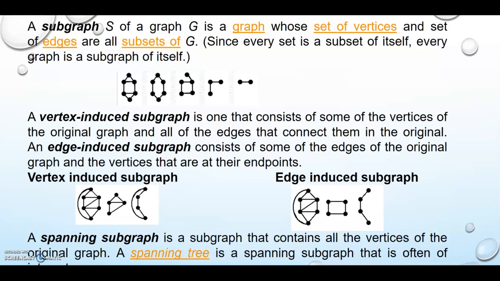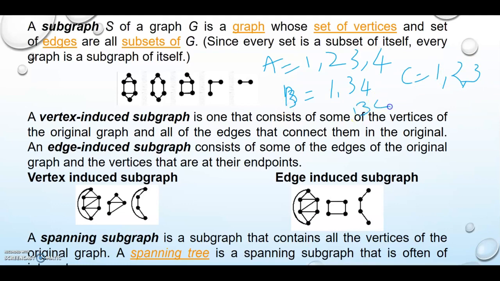Just like removing elements: if I say 1, 2, 3, 4 is a set A, and B is equal to 1, 3, 4, or C is equal to 1, 2, 3, then B is a subset of A, and similarly C is a subset of A. This is what subsets are. Subset means you eliminate some points, but even then it is a graph of the original graph. From the original graph, only a few parts we are taking. So this is called a subgraph.